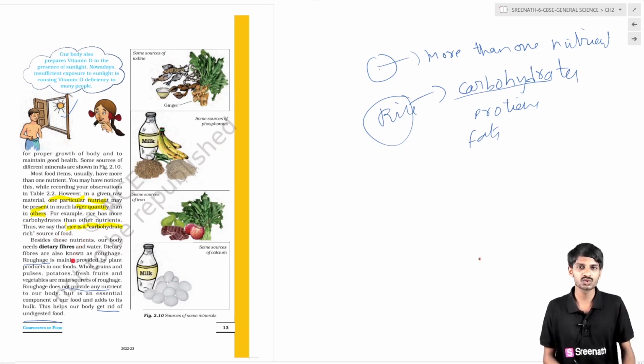In addition to all these nutrients, we have dietary fibers. We also call them roughages. They help get rid of undigested food. They help in digestion.